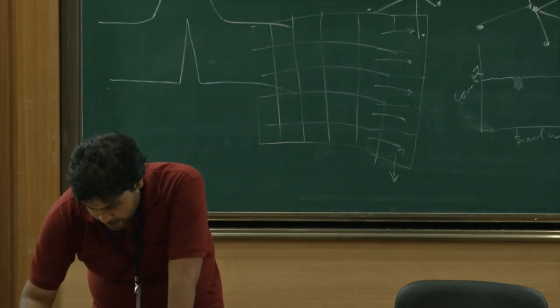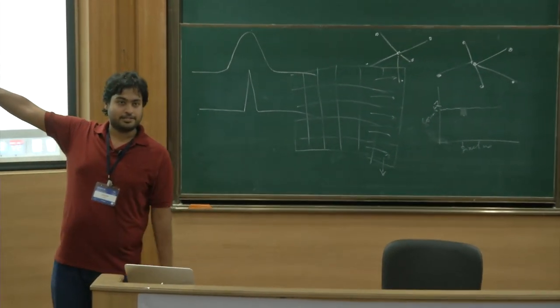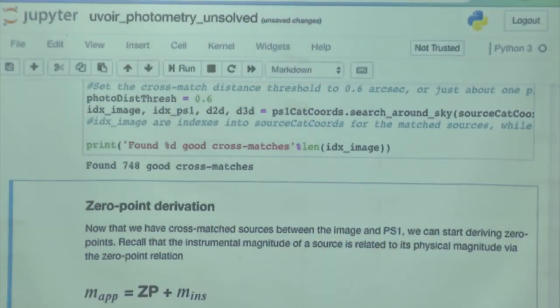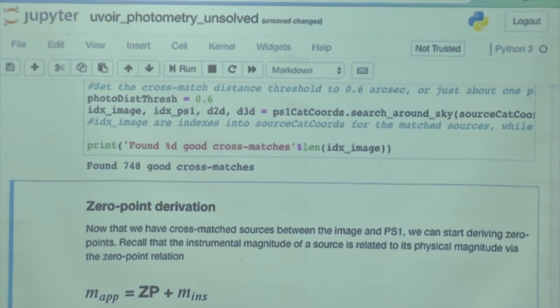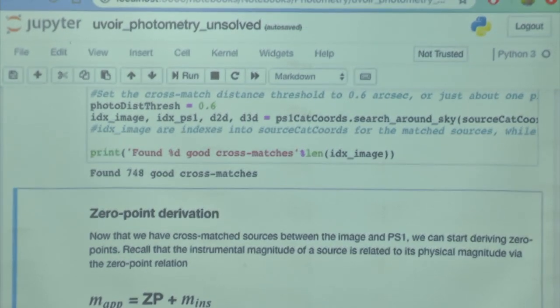So if you go ahead and run that, it should tell you how many cross matches it found. In this case, it found about 750 sources that were cross matched to each other inside the field. No, I mean, it typically should be smaller than a pixel, yes. But I just chose one pixel in this case. So now the actual part of photometry, which is deriving a zero point from the image.